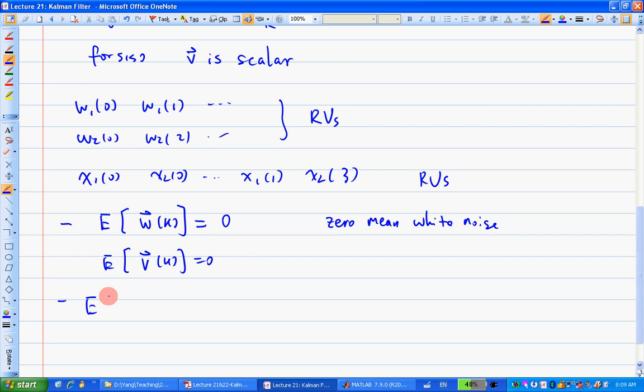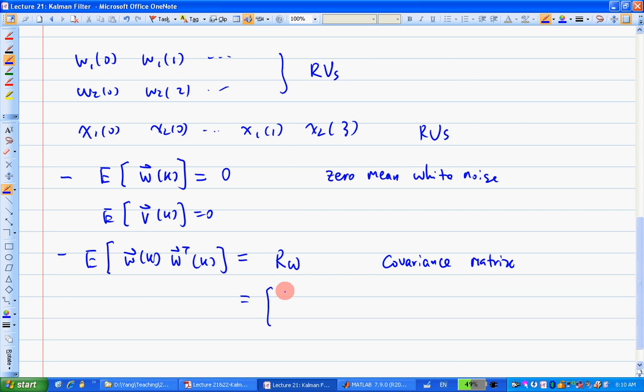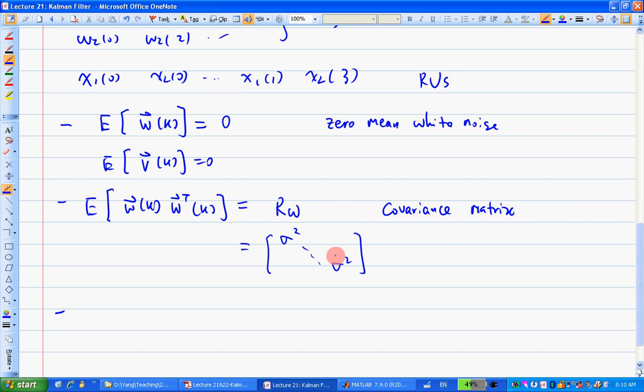And now we look at W of k. What is the correlation or covariance for the white vector here? This one is going to produce a so-called covariance matrix. RW is a covariance matrix. So this is basically going to be a matrix, and there's going to be sigma square up to this like this, right? It's a diagonal matrix. It could be different, so W1 here, Wn here.